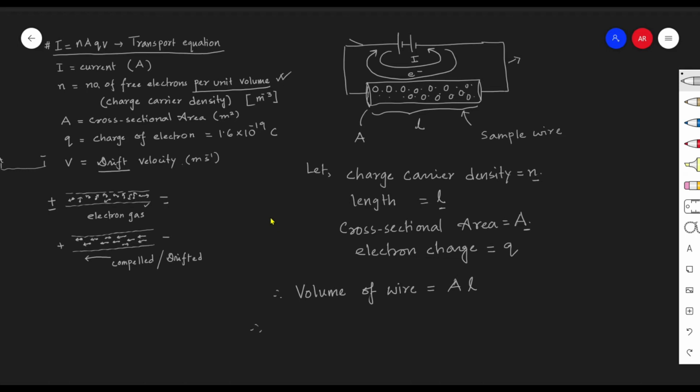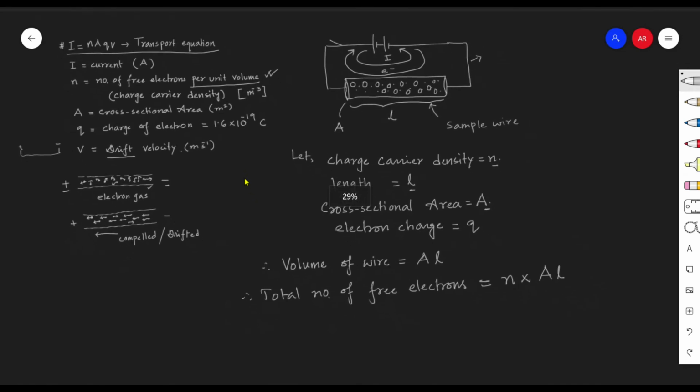So what is the total number of charge carriers for this entire volume of wire? The total number of free electrons in this conductor, isn't it n multiplied with the volume of the wire? n is the number of free electrons in 1 unit volume. So with this n, I multiply the entire volume of the wire, and I get the total number of free electrons.